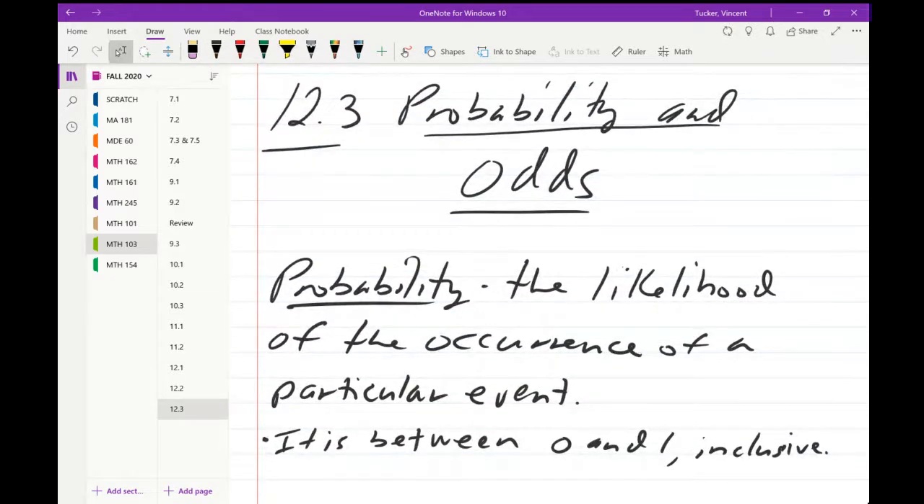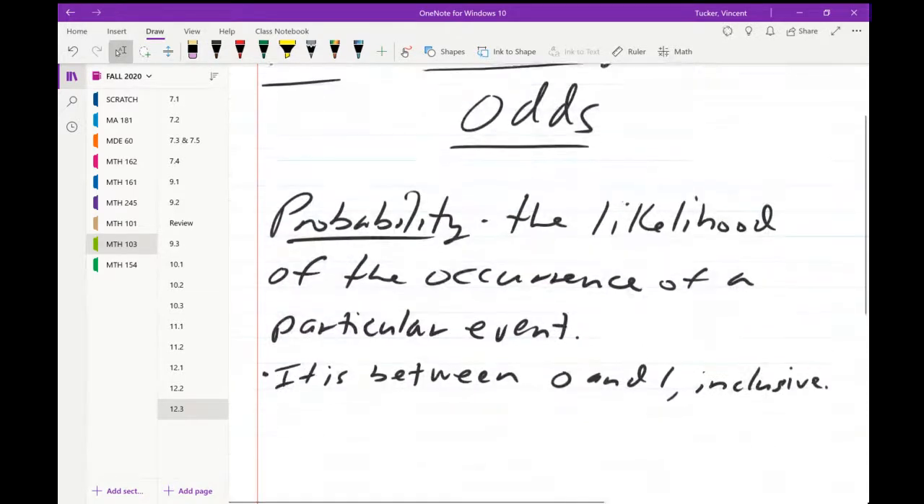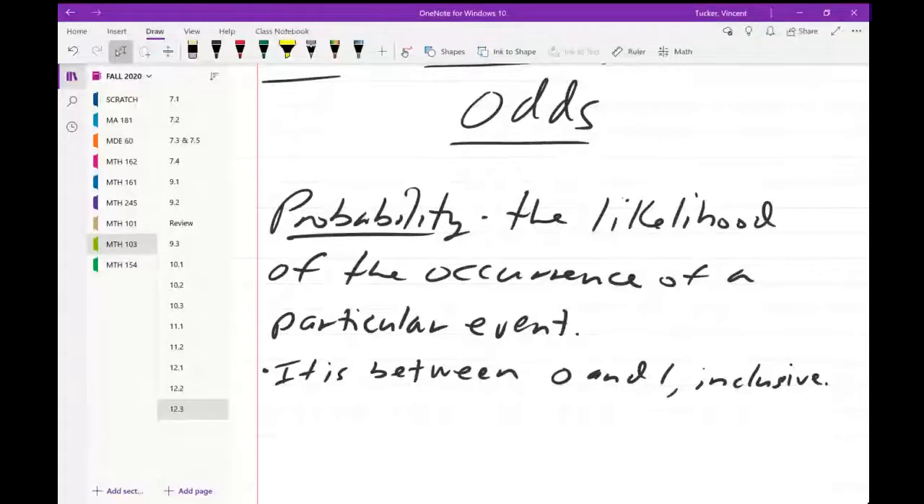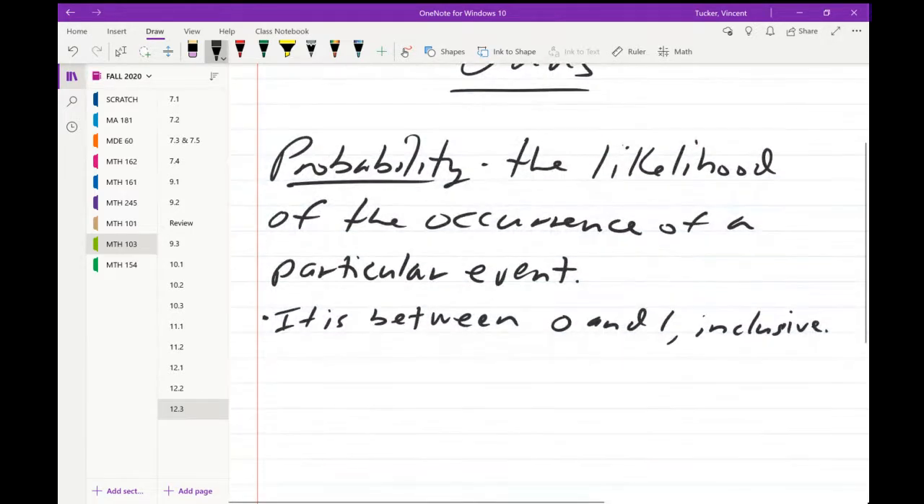All right, probability and odds. Probability is the likelihood of the occurrence of a particular event. It is between 0 and 1 inclusive. That means it can be 0, it can be 1.